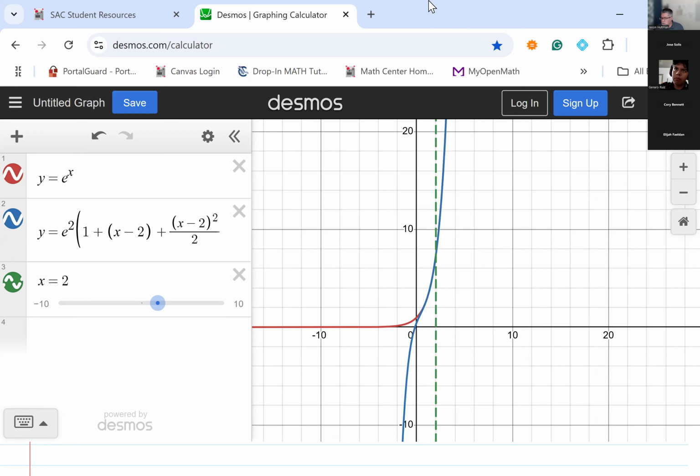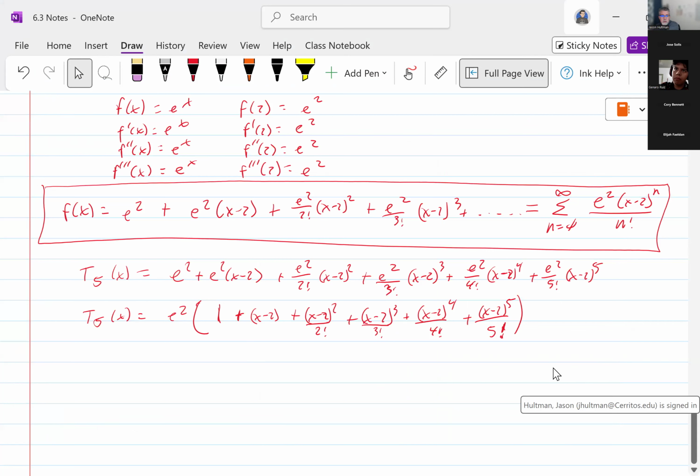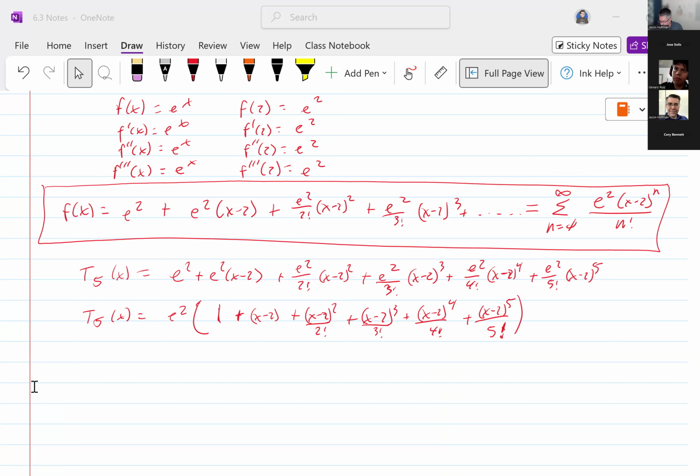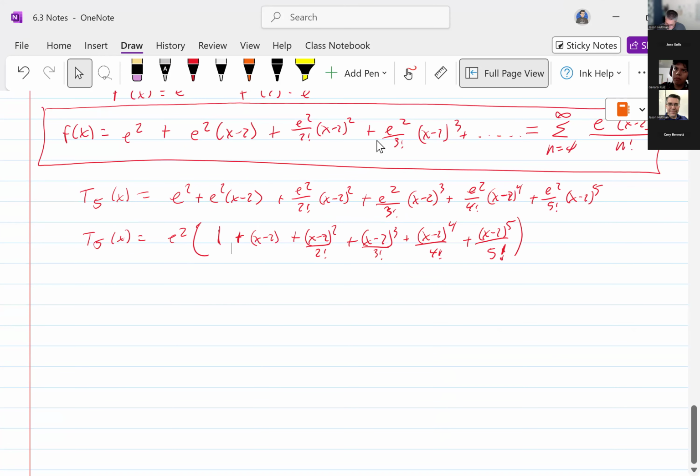Okay, let's go back to the notes. Okay, and let's calculate. Hit a key accidentally. Okay, so let's go back and calculate the Maclaurin series for sine and cosine. So yeah, so we got that.